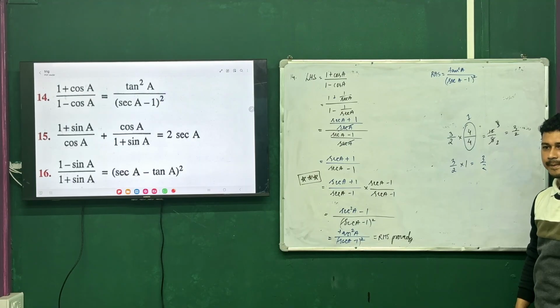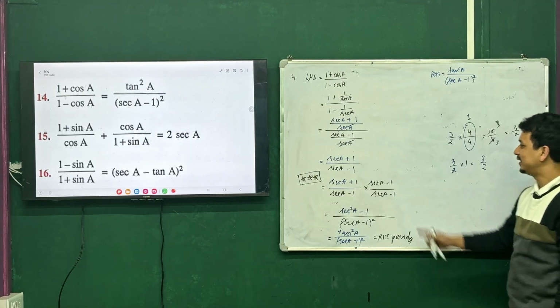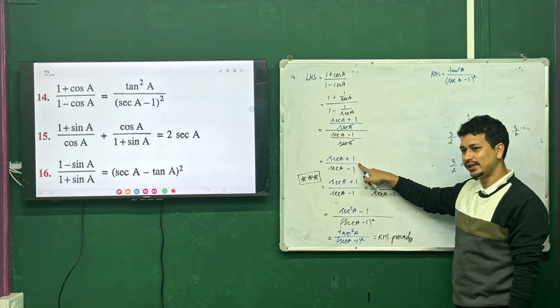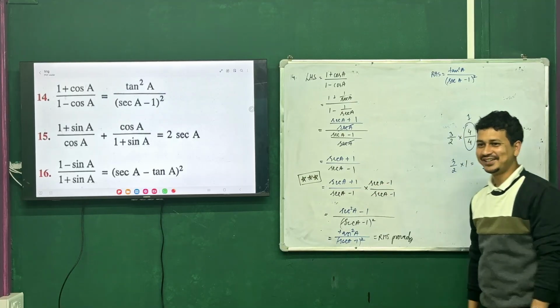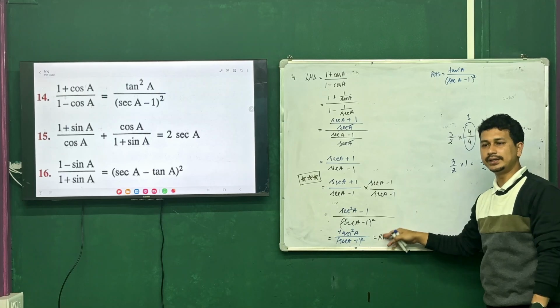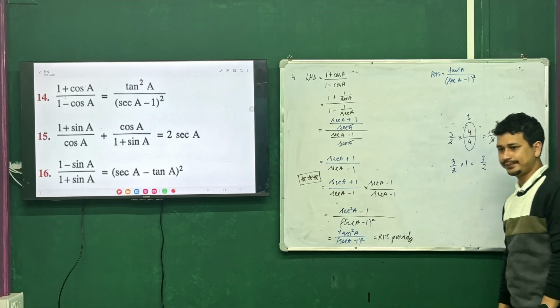We got sec A minus 1 over sec A minus 1. Can we cancel? Now we can cancel. If you cancel, you'll end up back here again. Then again you multiply. Then again you cancel. Again you multiply. Again you cancel. No. The whole point of multiplying with the same term is so that we can write it in a different way. Got it? Okay.